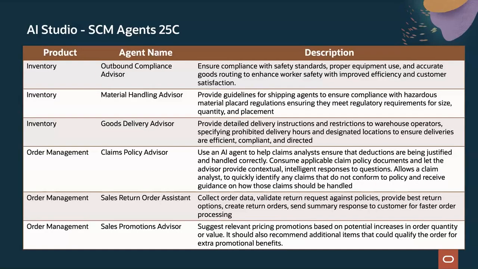The sales promotion advisor automates the process of looking at offers and benefits for a given sales order and suggesting relevant pricing promotions based on the order quantity or value of the line item. It also recommends additional items that could qualify for the order and extra promotional benefits.